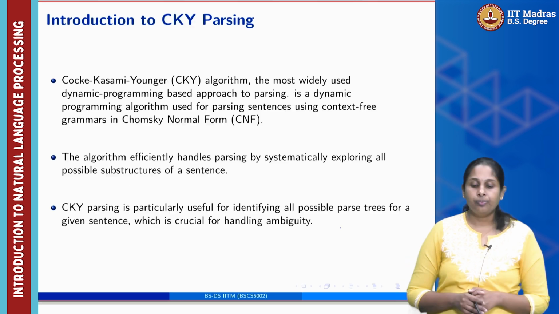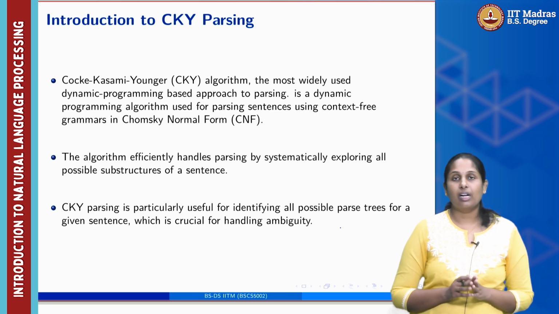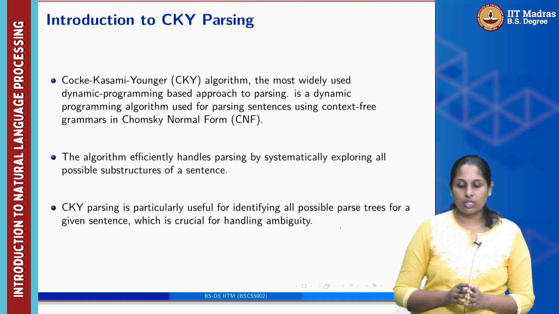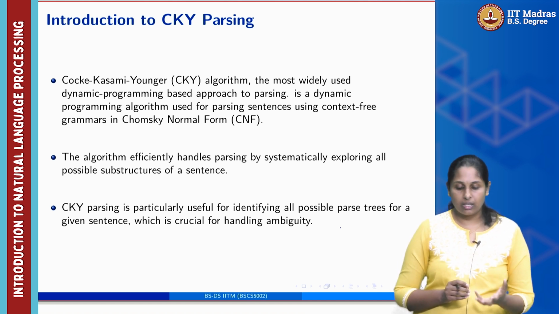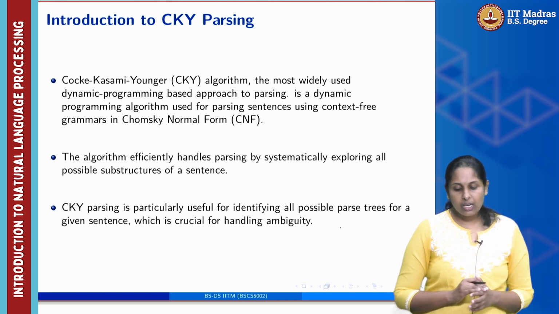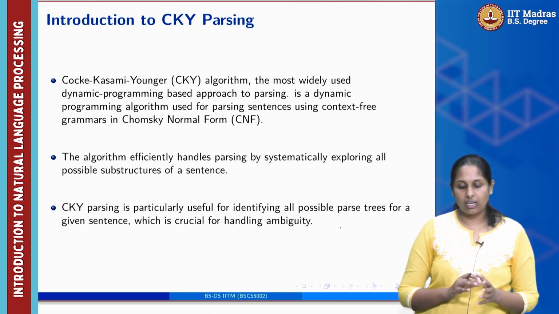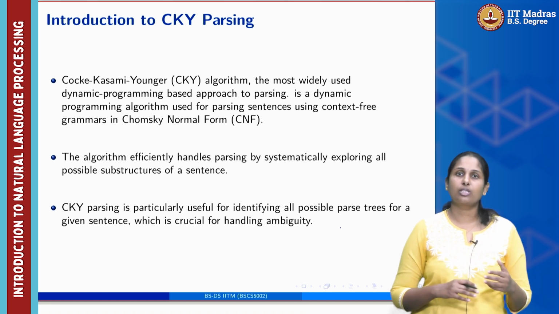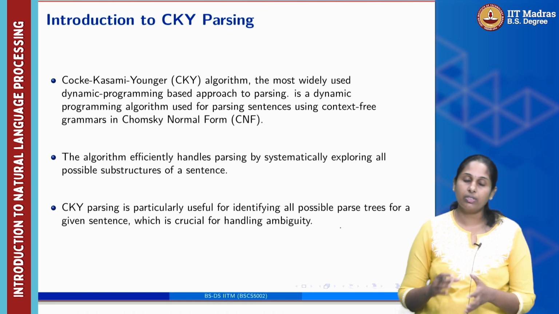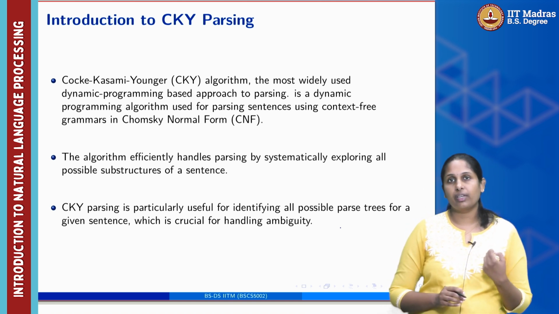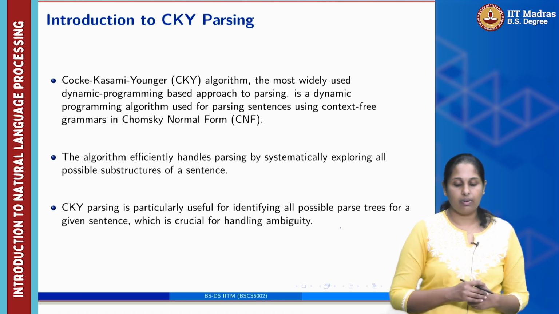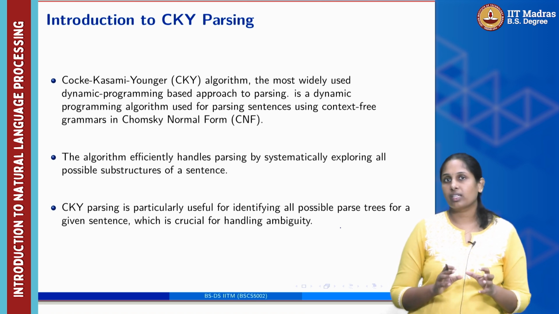And we also have to understand something called CKY parsing, which is actually a very strong parsing algorithm that comes through the CNF, that is, the Chomsky normal form. It's a dynamic programming based approach to parsing. Here it handles the language data in a more systematic way, so that it explores all possible substructures of a sentence. It's particularly useful when we want to identify the possible parse trees for a given sentence which also has an ambiguity.